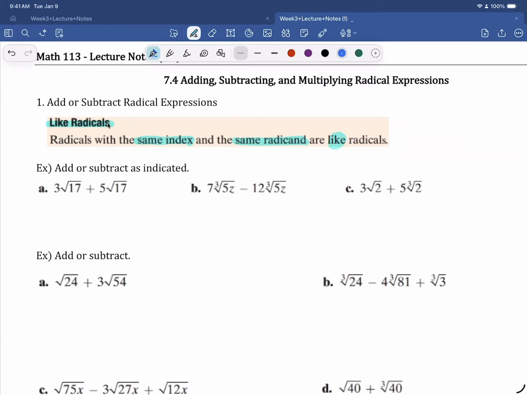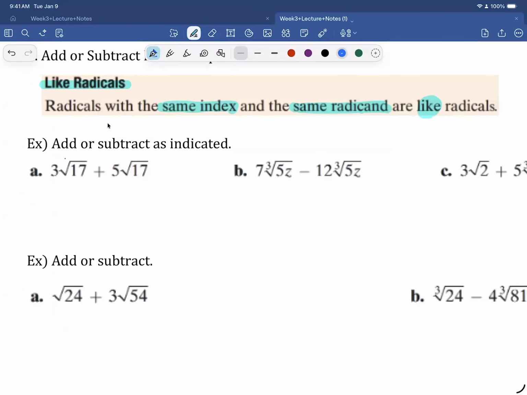So for example, we have the same index, this is a square root and this is a square root, and we have the same radicand, right? 17 and then 17. Then your job is just adding 3 and 5, which is 8, right? 3 plus 5 is 8, and then square root of 17. This is combining like terms.